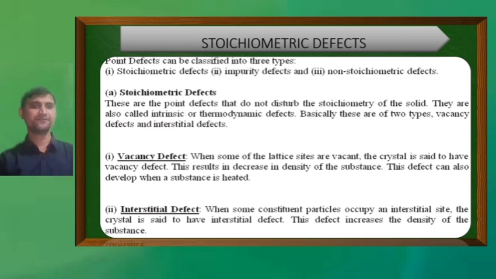Next one, interstitial defect. When some constituent particles occupy interstitial sites, the crystal is said to have interstitial defect. Meaning there is a positive ion or negative ion. For example, if a positive ion leaves its original site and goes into the void space, the interstitial space, that is called interstitial defect.